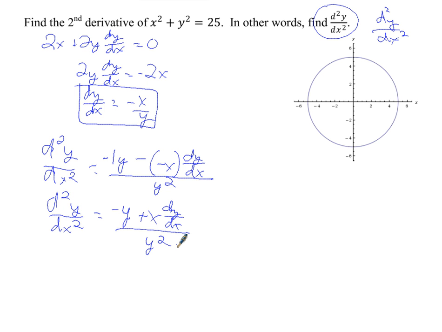Now what? Split them up. See, that's the problem, because we're not done until we have all the dy over dx's on one side, right? And right now, this isn't even the same thing. This is d squared y over dx squared, and this is just dy over dx. But I can't leave that sitting there.